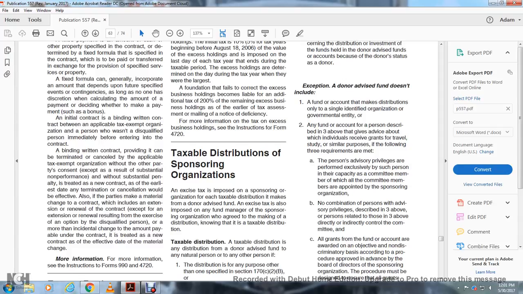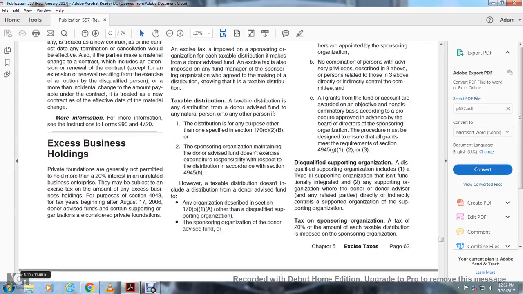An initial contract is a binding written contract between an applicable tax-exempt organization and a person who was not previously a disqualified person immediately before entering the contract. A binding written contract is one that the organization cannot terminate or cancel without the other party's consent, except for substantial non-performance, without a substantial penalty. Such a contract is treated as a new contract as of the date of any termination or cancellation that would be defective. Also, if the parties make a material change to the contract, which includes an extension or renewal, it is treated as a new contract. An extension or renewal resulting from the exercise of an option by the disqualified person, or an incidental change in the amount of payment under the contract, is not a material change, and the new contract is effective as of the date of the material change.